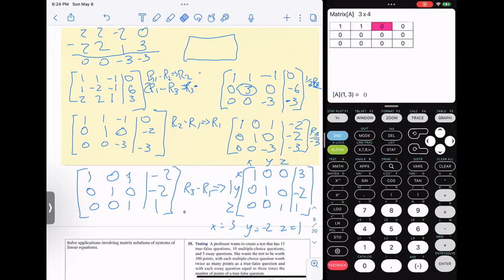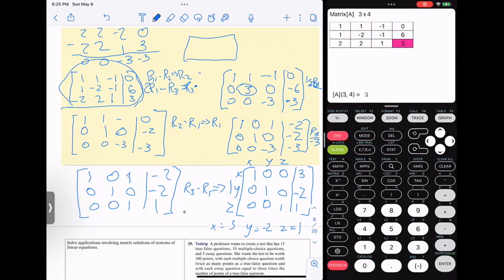1, 1, -1, 0. Then we have 1, -2, -1, 6. We have 0, 0, -3, -3. Or sorry, I looked at the wrong matrix. It is actually 2, 2, 1, 3. Because this is the matrix we started with here, right here. And then from there, we built our matrix.